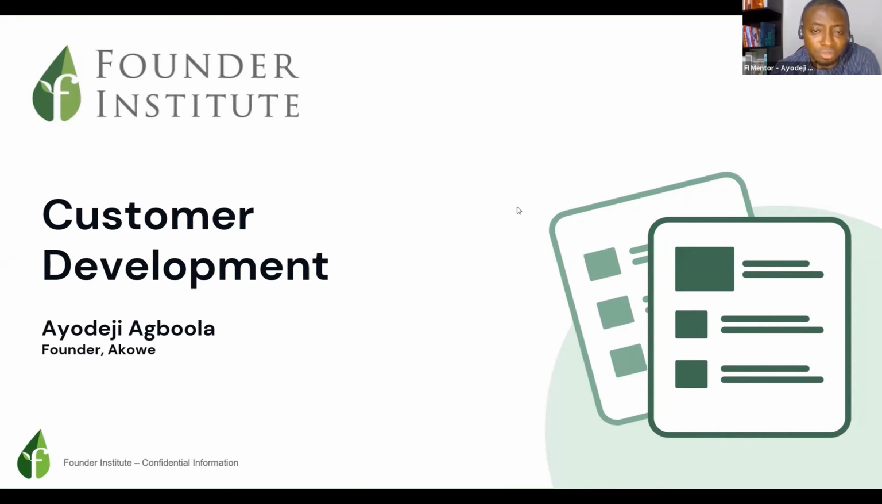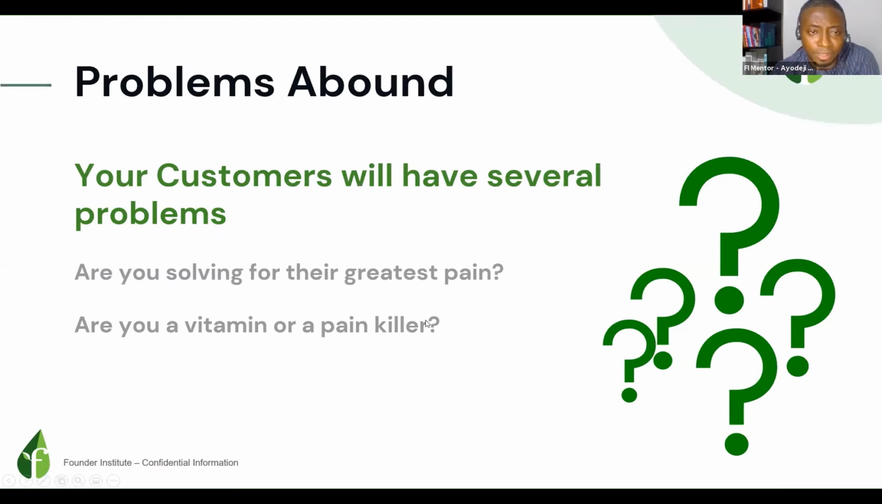So the first thing that you need to think about when you're developing your customers is to realize that no matter the niche you're in, no matter the type of startup you're trying to run, your customers will have several problems. And it is your job to be able to find which of their problems is their greatest pain.